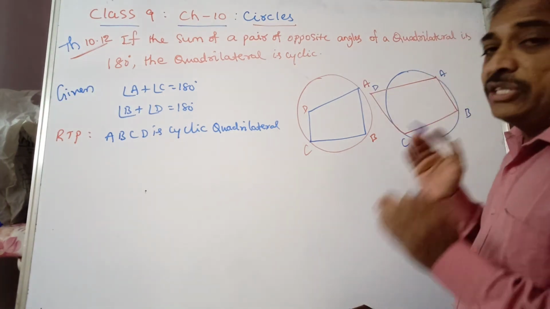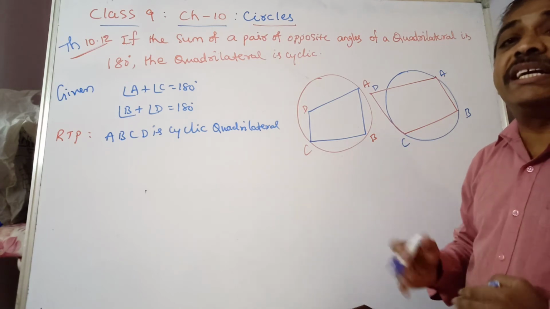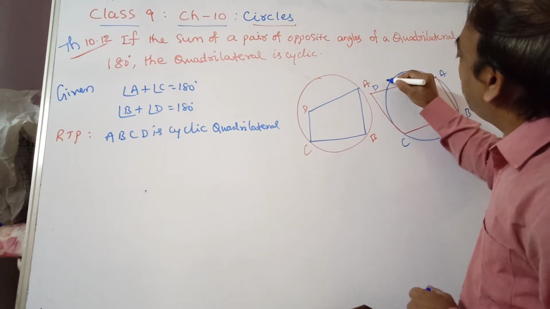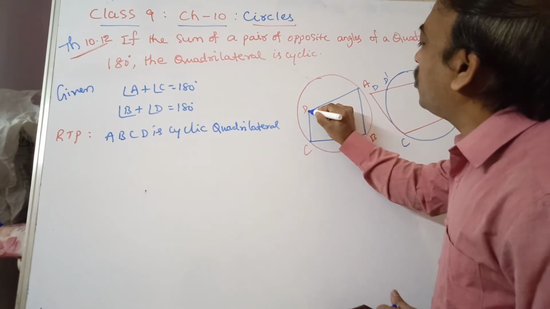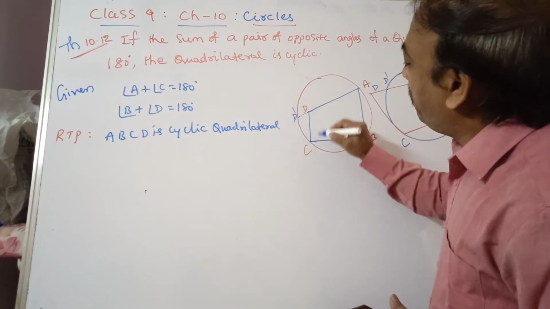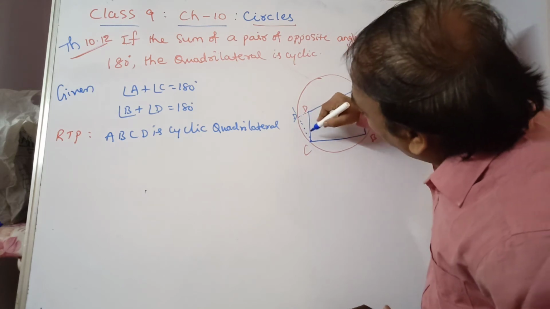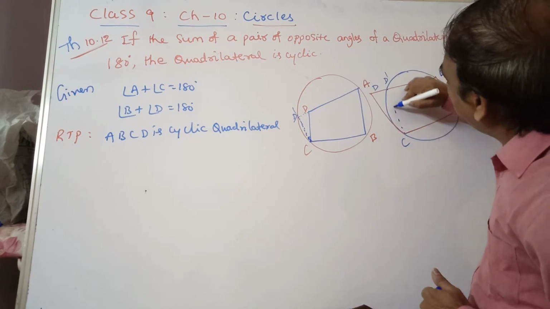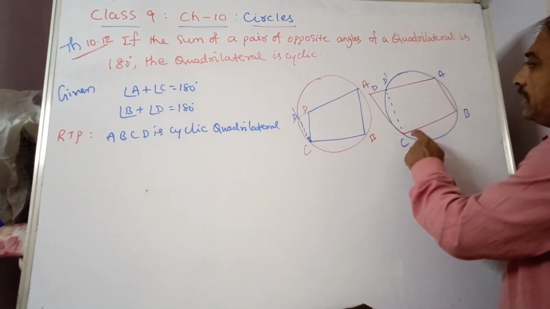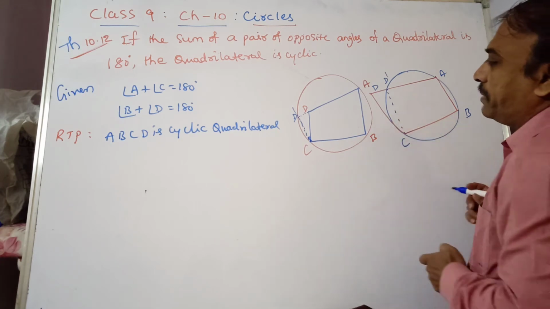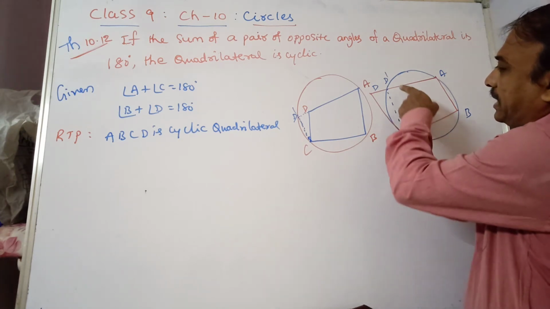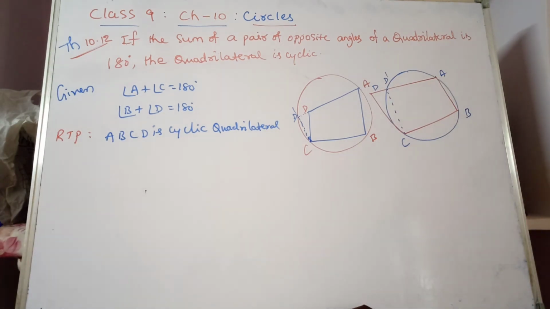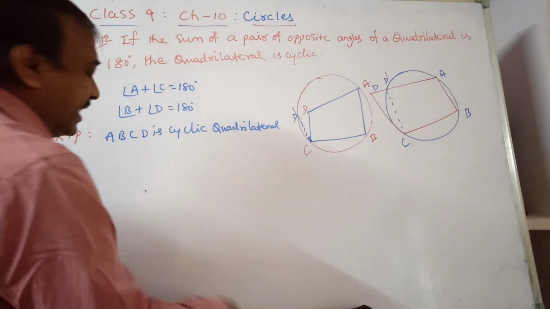So let us assume, we are proving this in a different way. Assume that it is not a cyclic quadrilateral. So where it is meeting, here I am writing as D dash, and since it is not meeting, I am extending to D prime and joining C to D prime. Observe it, C to D prime. We are proving this by contradiction. Proof.